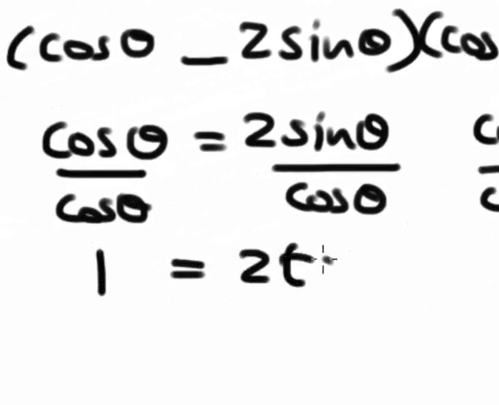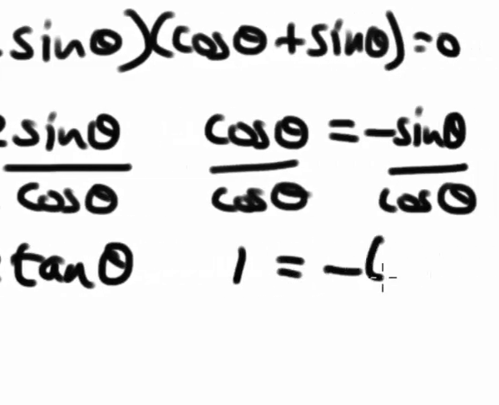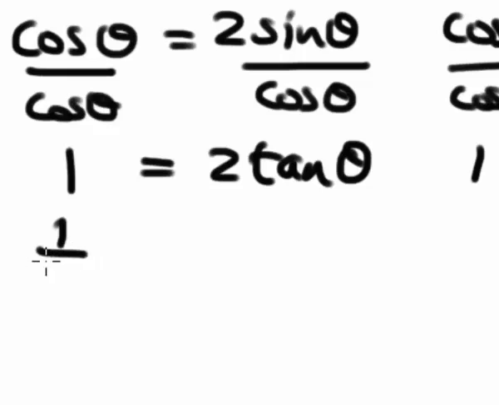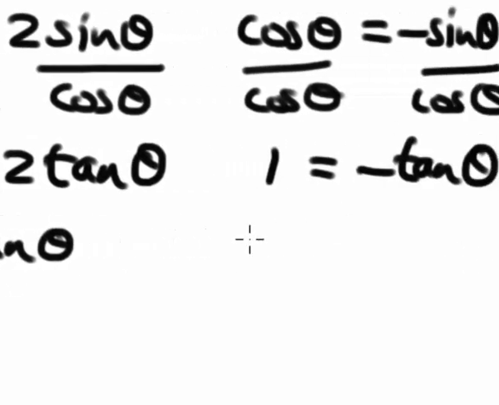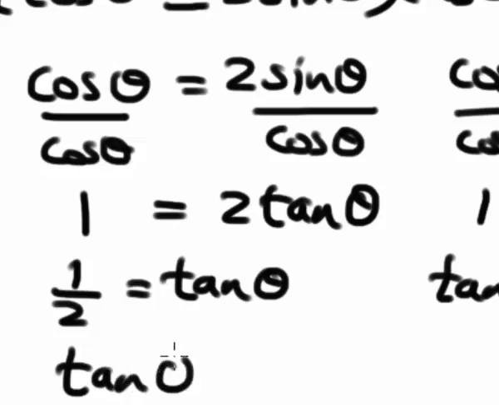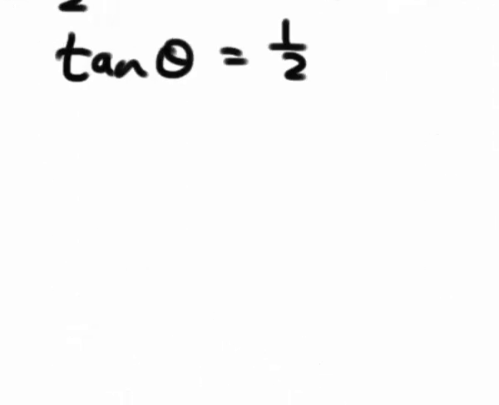This is 2 tan theta, because sine over cos is tan. This is 1, and that equals negative tan theta there, sine over cos. Okay, great. And if you divide both sides by 2, look at that, you got tan theta is a half. Bring the tan theta across, and the 1 across, negative 1. And we've now got 2 tan equations that we can deal with. Okay, now we just apply the rules.